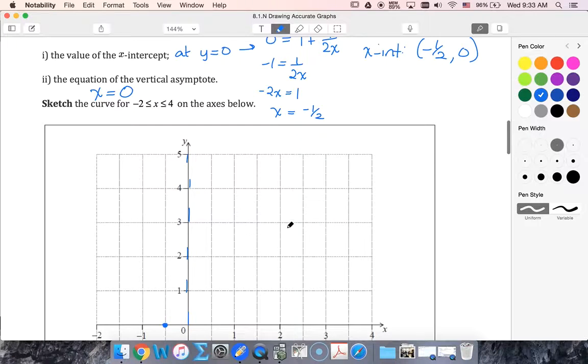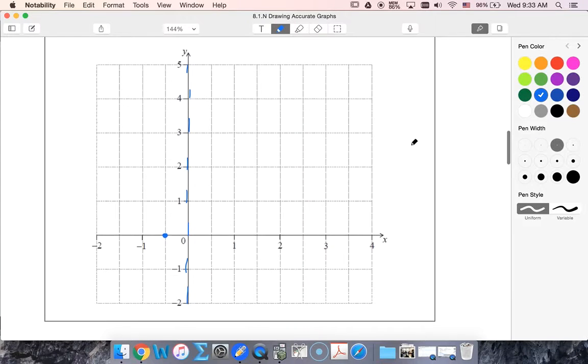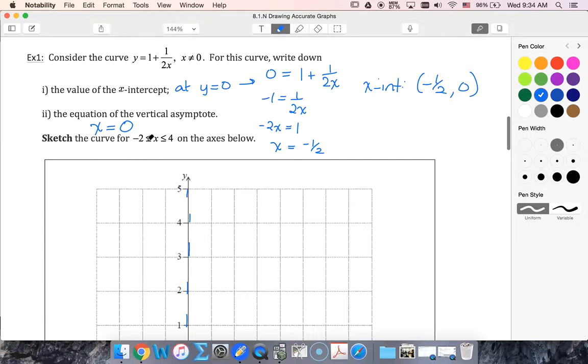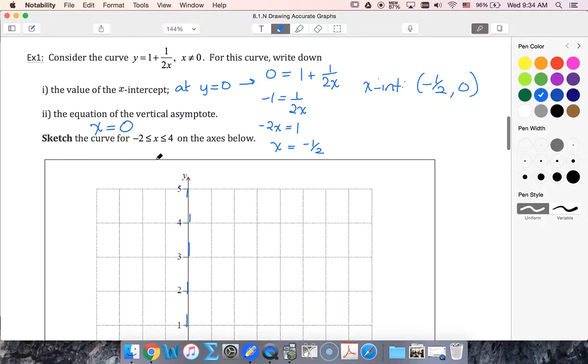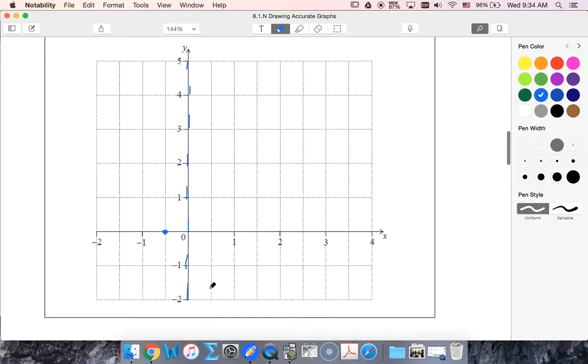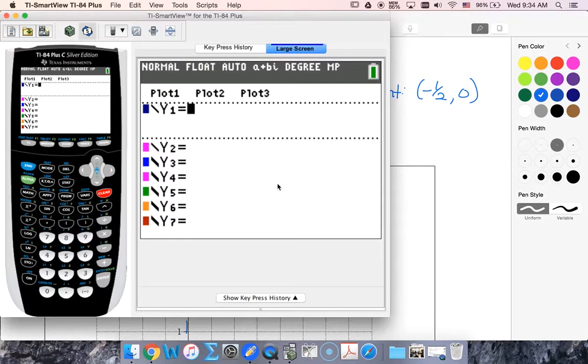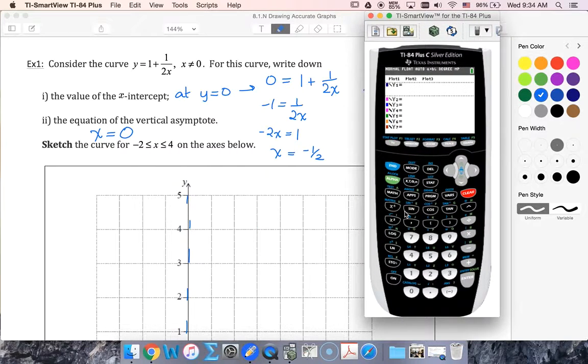The other way I could do that is by looking at my graph, and I'm going to do that with my calculator. So I'm going to use my calculator to help me. We've got sketch, and we're told our domain is negative 2 to 4, and I can see that my range is negative 2 to 5. So I'm going to use that to help me. So y equals, let me move this out of the way, 1 plus 1 divided by, now I have to divide by that whole 2x, so I'm going to make sure to put it in parentheses.